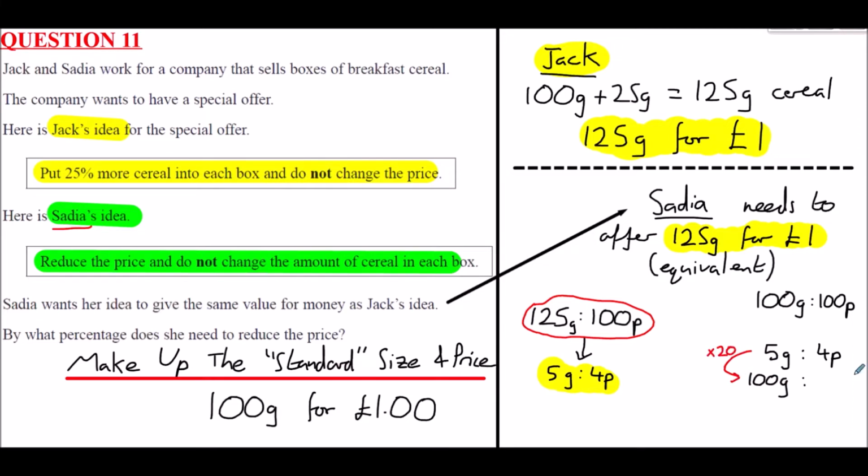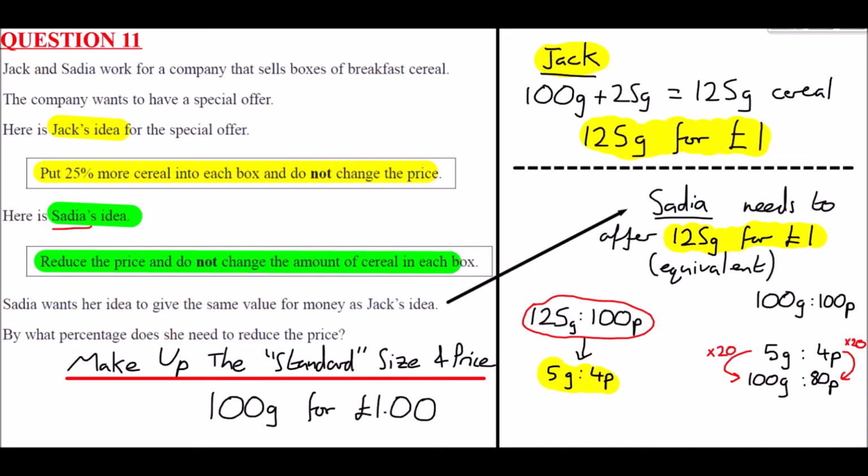So to keep it balanced, I do the same to the other side. If I multiply this by 20, I need to multiply the price by 20 as well. 4p times 20 is 80p. So this offer is 5 grams for every 4p.